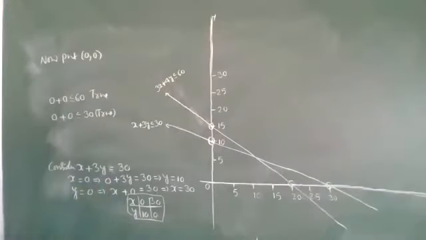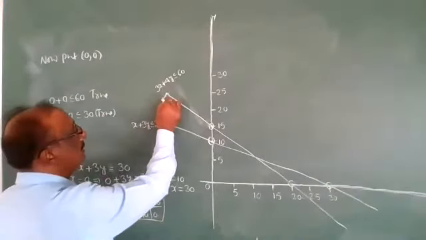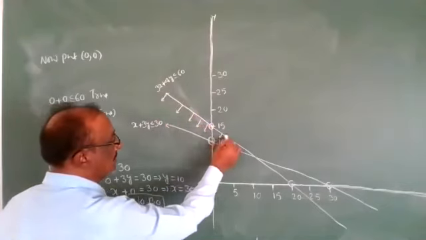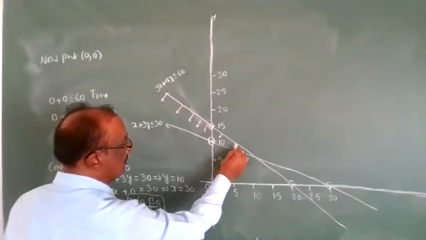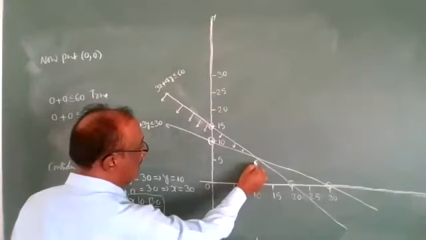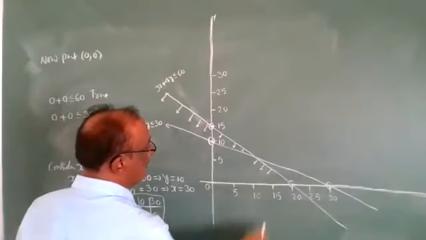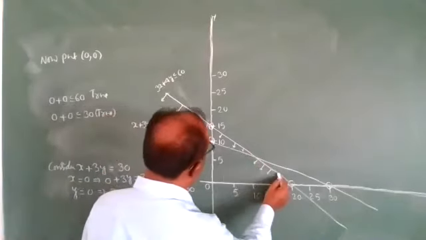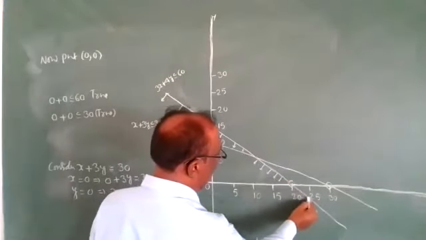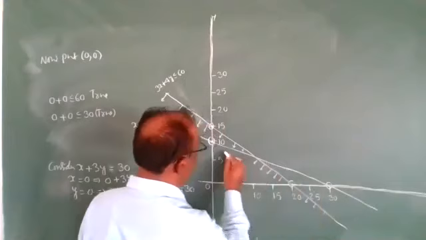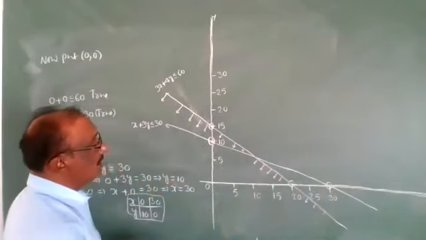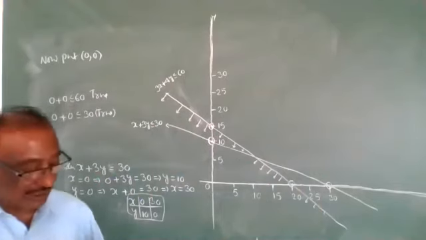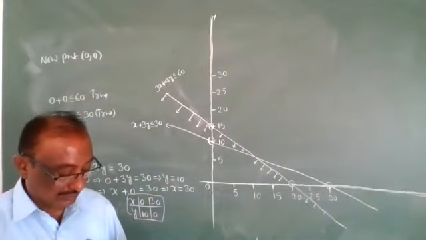Both are on the 0 side. This line is also on the 0 side, this line also on the 0 side. We are not getting any common region by taking any other point, because we take 0, 0.